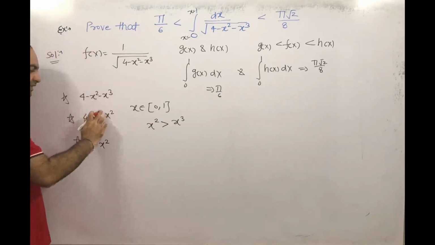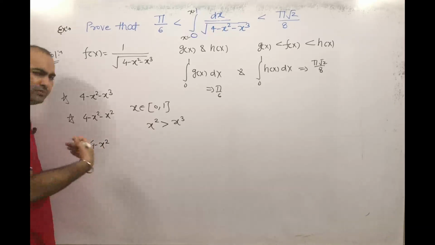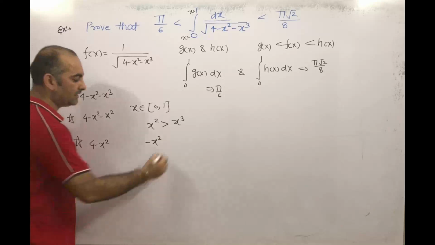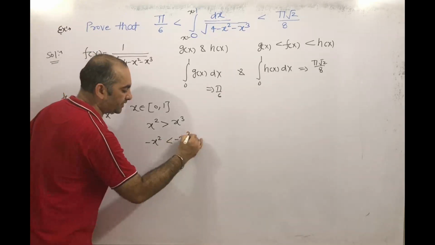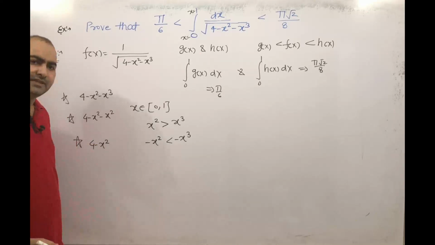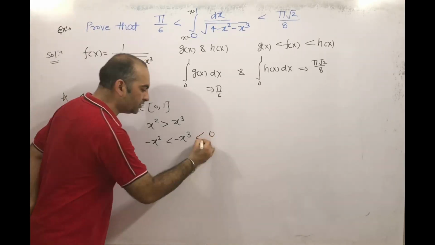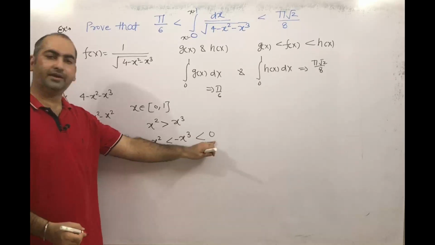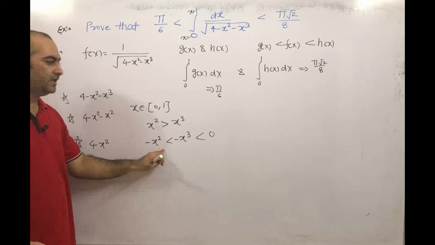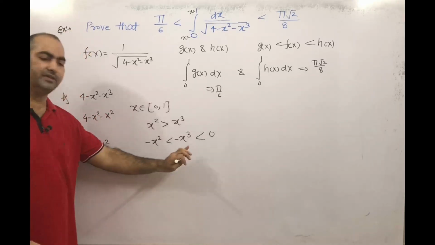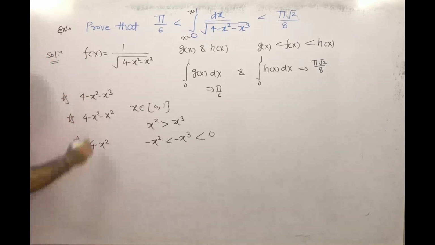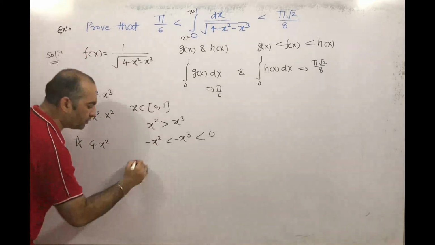Then here we want minus, so multiply by minus. What will come? Minus x square is less than minus x cube. And we can say that 0 is greater than both the numbers. So 0 is greater than minus x cube, because these are negative numbers and this is 0. So we can say 0 is greater than minus x cube. Now what will you do? Here we will add 4 minus x square. If you add 4 minus x square, what will come?